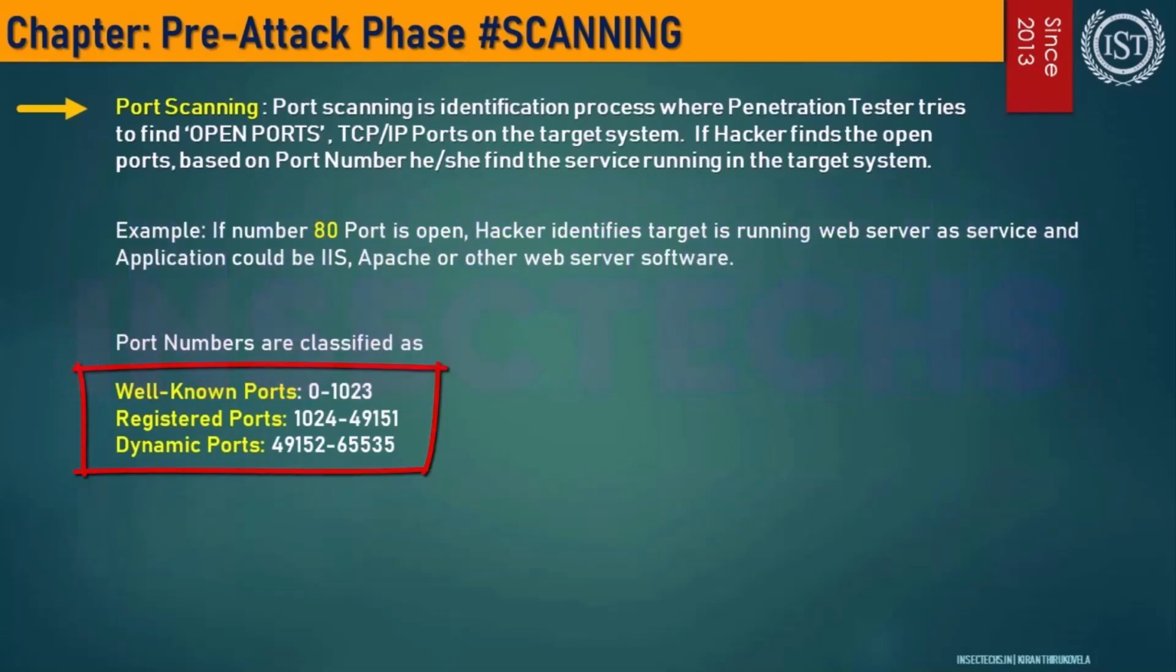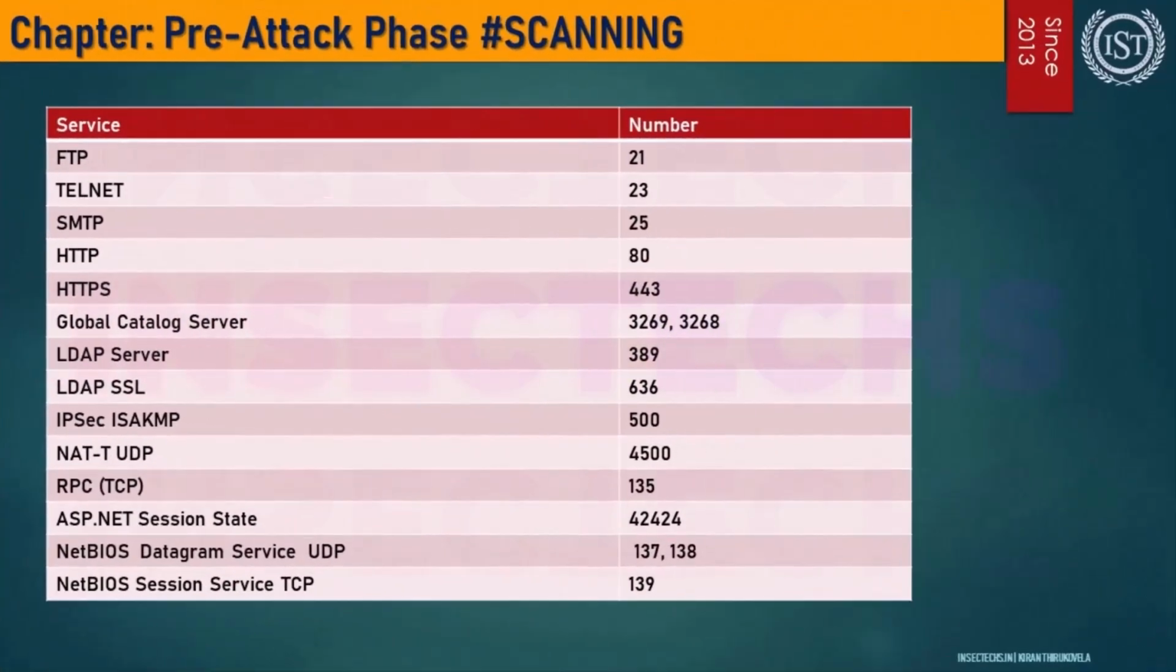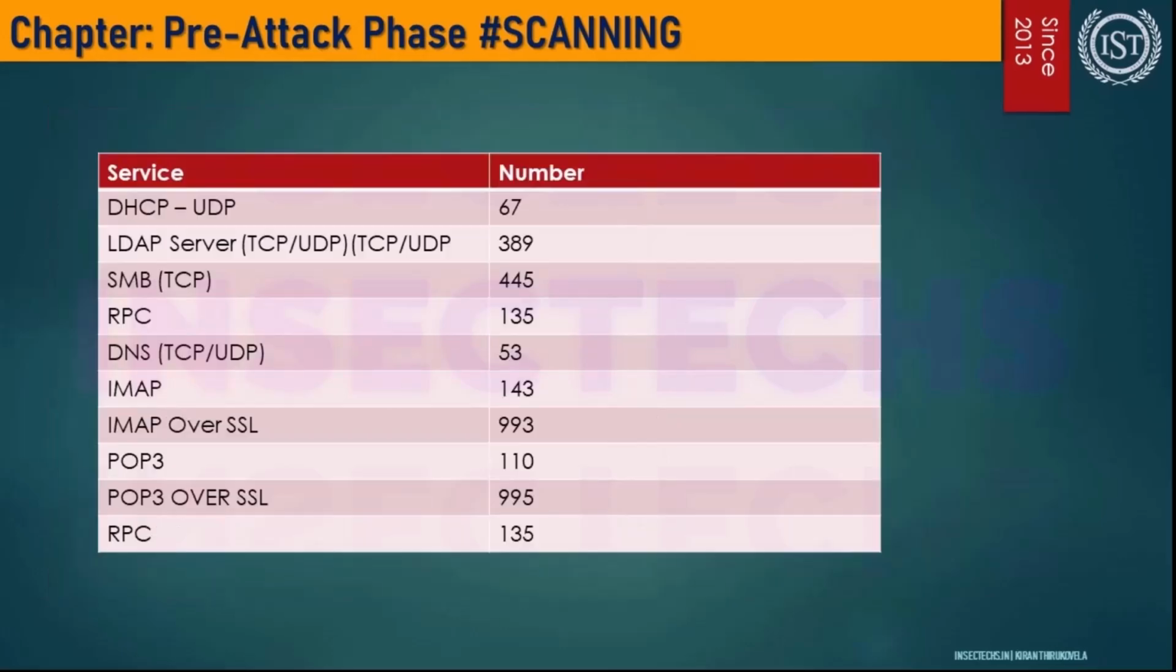Here you can see port numbers are classified as well-known, registered, and dynamic. Well-known ports are 0 to 1023, registered ports 1024 to 49151, and dynamic ports 49152 to 65535. And in this slide you have to remember by heart all these port numbers, so that you know what services are running on those ports. Okay, FTP 21, Telnet 23, SMTP 25, HTTP 80, 443 HTTPS, and so on. So please take note of these port numbers and these port numbers as well.